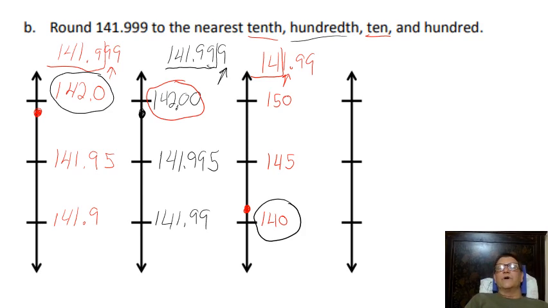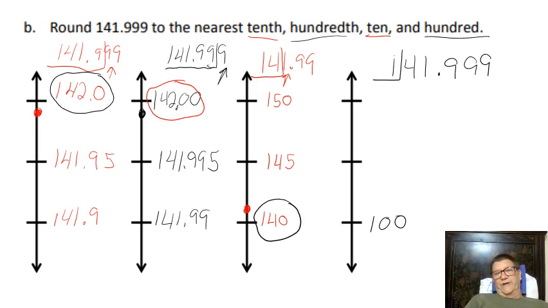Our last one, we're rounding to the hundreds place, the 100 place. So I'm going to write it out: 141.999, and rounding to the hundreds place, which would be this one. So I know the bottom's going to be 100. Now remember, rounded to the hundreds place, the next 100 would be 200.